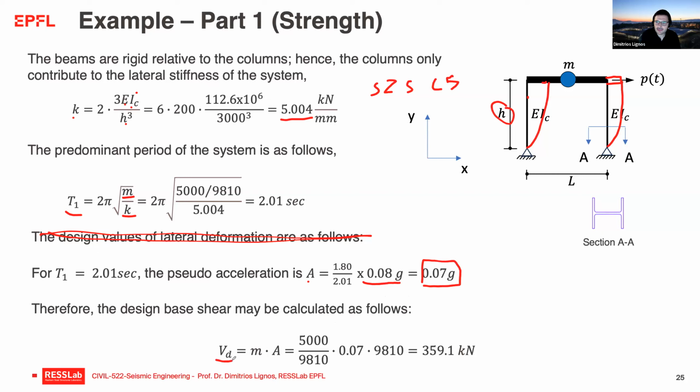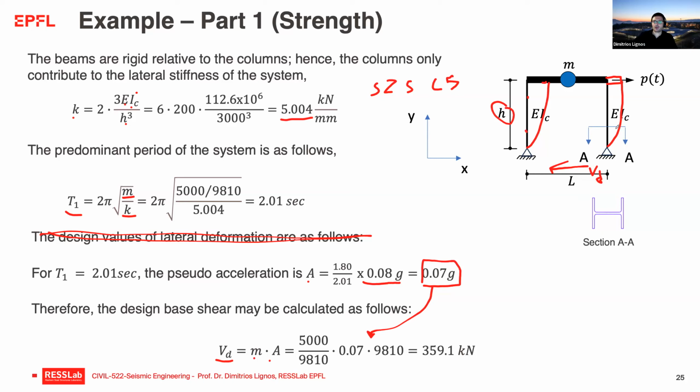So my design base shear is going to be equal to mass times the acceleration I just computed, and my mass is 5,000 kilonewton divided by g, whereas A has been calculated here and essentially yields that quantity. So when I do the substitution and multiplication, that gives me a design base shear of 359.1 kilonewton. This is the total base shear, called VD, that is being carried by my frame.